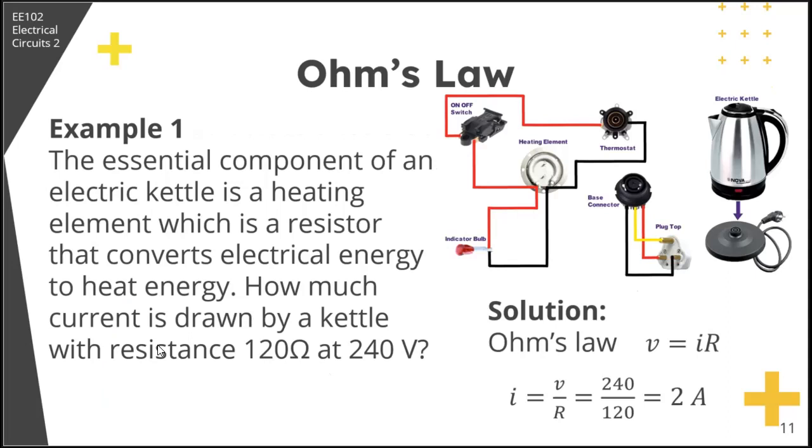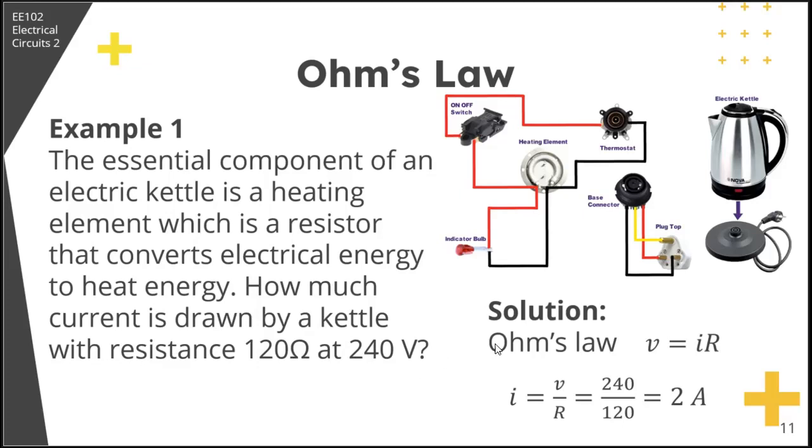Let's have this example. The essential component of an electric kettle is a heating element, which is a resistor. So this heating element is a resistor that converts electrical energy into heat energy. The question now is, how much current is drawn by a kettle with resistance 120 ohms at 240 volts?